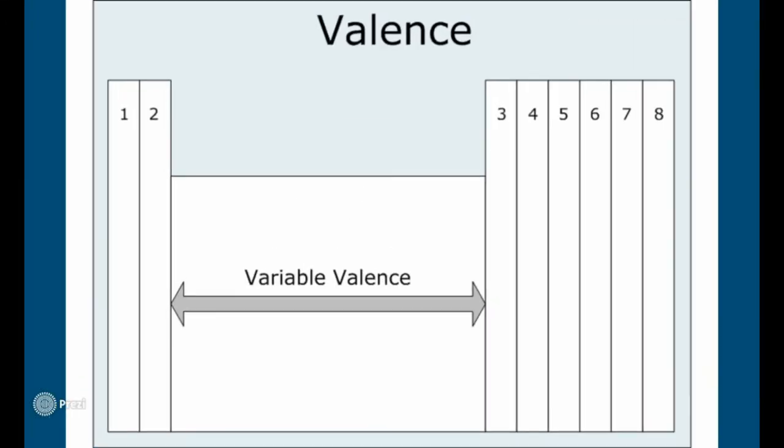Okay, so this is what I was talking about. On that same chart where you just colored in the columns, I would also put the number of valence electrons above their heads.